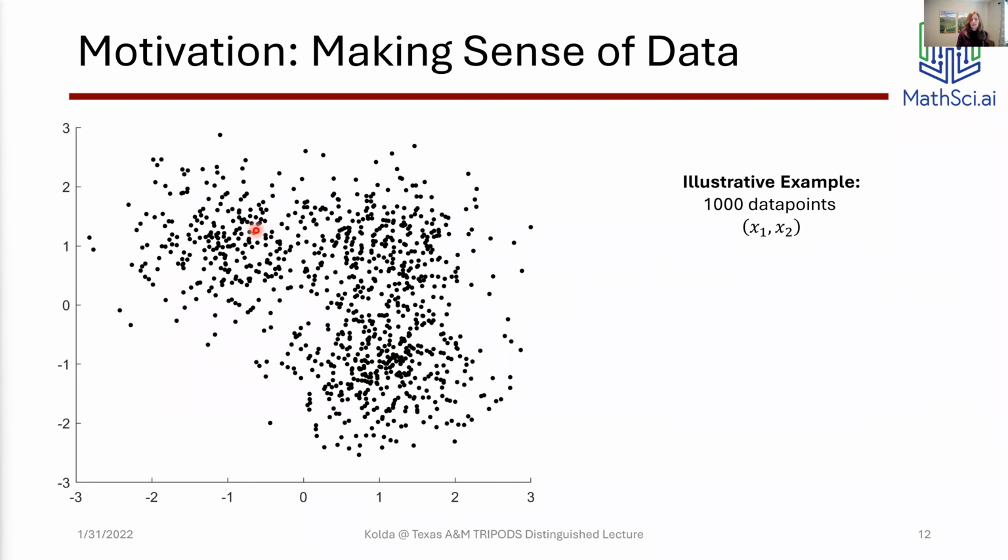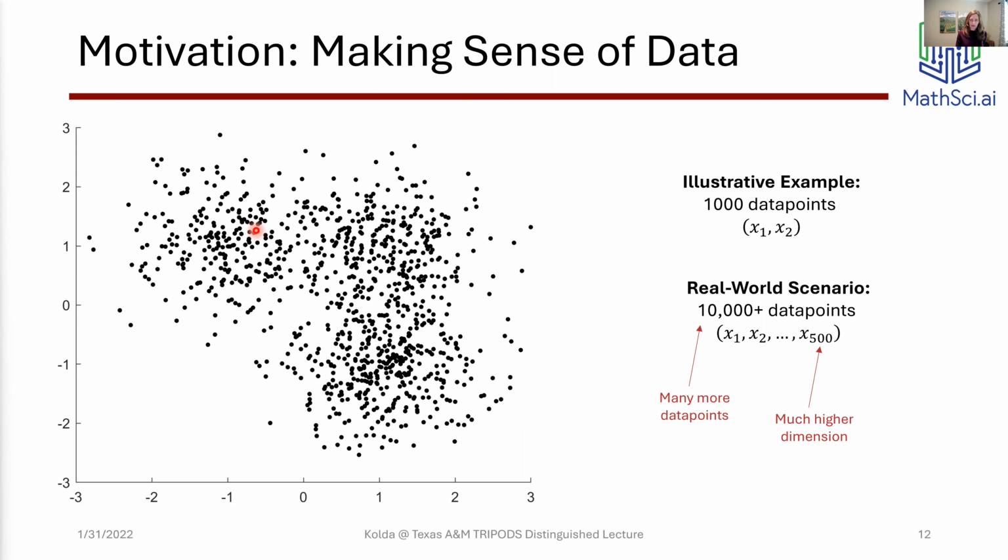So we want to make sense of data. I showed you a 2D motivating example. I want to stress that we're interested in much bigger examples in practice, with many, many more data points. Here I say 10,000 plus, and I would say that's the lower end. We could think about millions or tens of millions or hundreds of millions, maybe even billions of data points in some applications, and then higher dimensional.